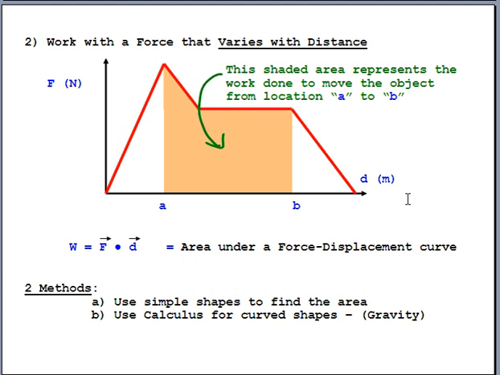Another option would be to use some calculus, and we're going to need to do that when we explore work done involving the force of gravity, when you've actually got a force that diminishes as you move away from the Earth. So we're going to do a little bit of both. We'll spend a couple of minutes here looking at some simple shapes, right, and how you can work with those, and then most of the day is going to be focused on gravity.